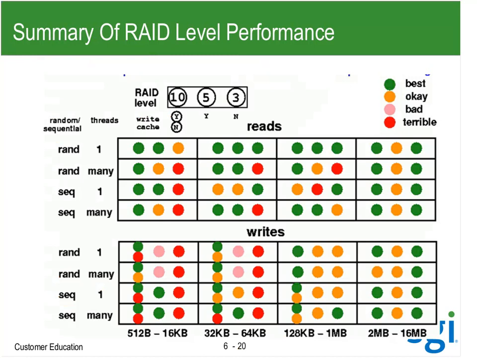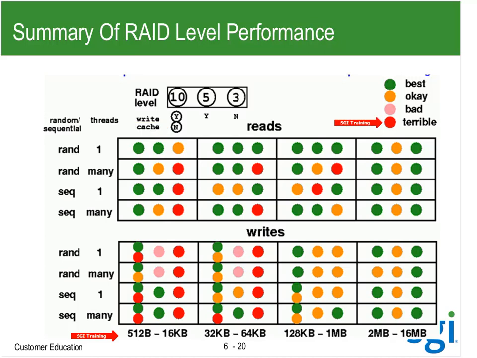What we've got here are 3 different RAID levels: 10, 5, and 3. Up here are the reads, down here are the writes. And I'm doing random I/O single thread, random I/O lots of threads, sequential I/O one thread, and sequential I/O lots of threads. And then down here is the request size. Also, I may have write cache on or off. So green is good, red is bad.